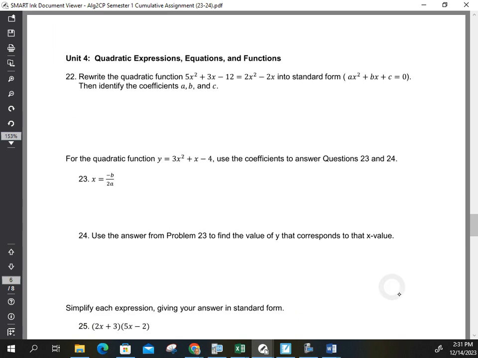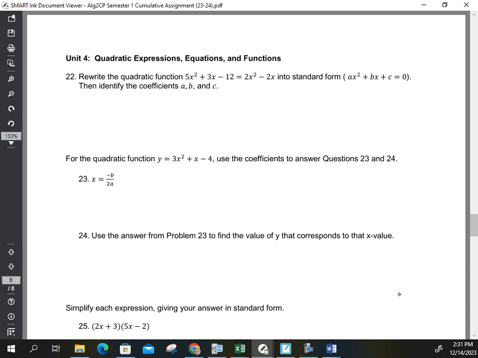Let's move on to unit 4, the unit that you just finished taking the test on. Now, some of these problems will be changed or taken off entirely, so make sure you pay attention as we go along.